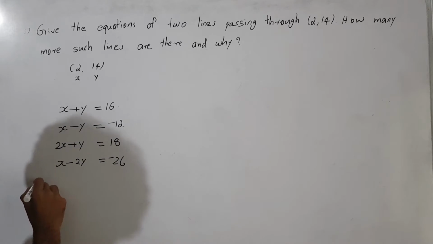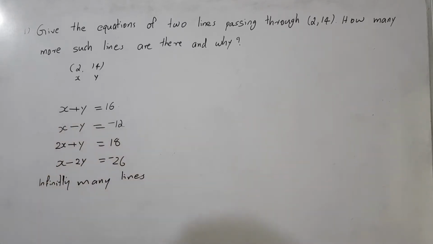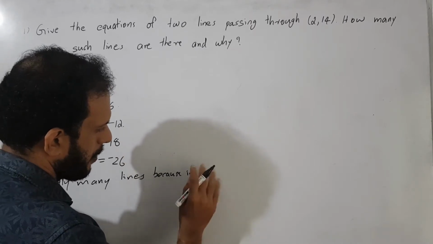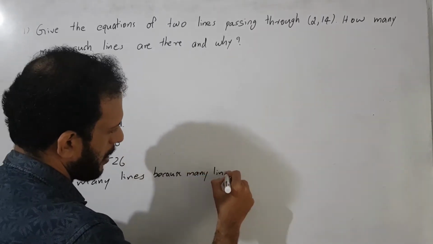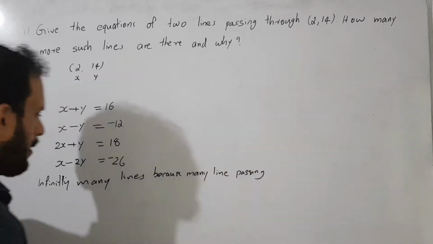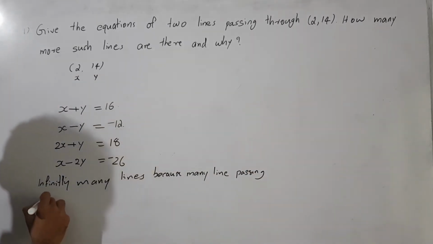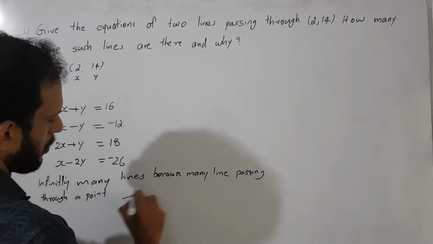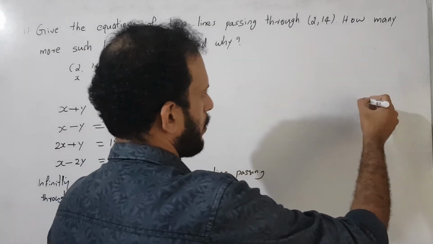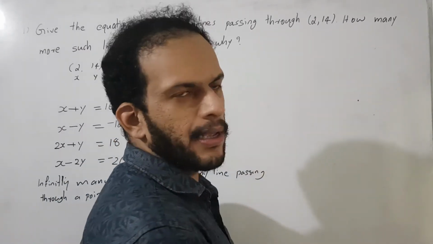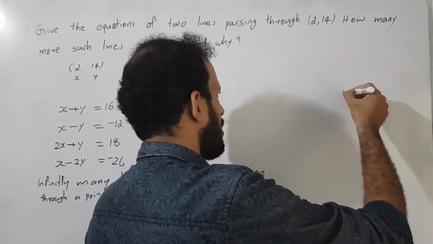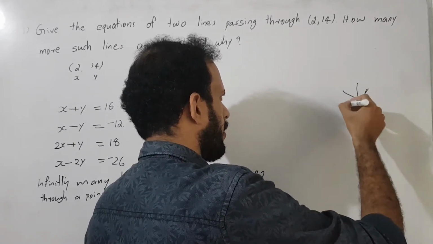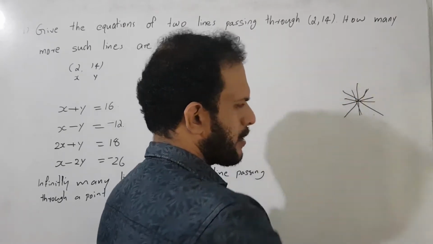Infinitely many lines. And why? Because through a point, many lines can pass. ഒരു പോയിന്റിൽ കൂടി എത്ര ലൈൻ വേണമെങ്കിൽ നമുക്ക് വരക്കാൻ പറ്റും, അല്ലേ. If we just mark a point, then it is possible to draw many lines through this point. ഈ പോയിന്റിൽ കൂടി കടന്നു പോകുന്ന ഒരുപാട് ലൈൻസ് നമുക്ക് ഇങ്ങനെ വരക്കാം, എത്ര ലൈൻസ് വേണമെങ്കിലും വരക്കാം.